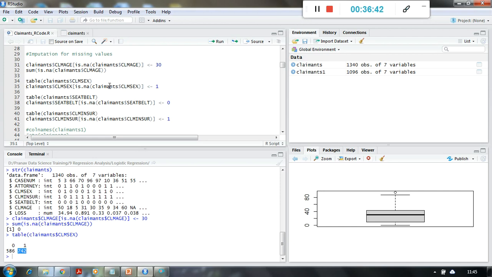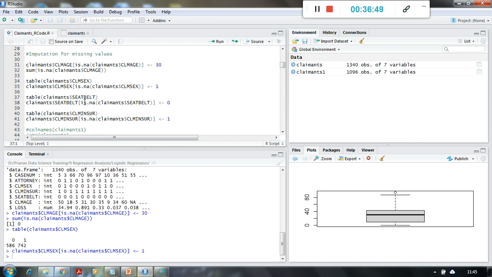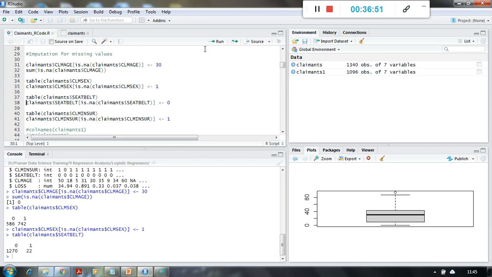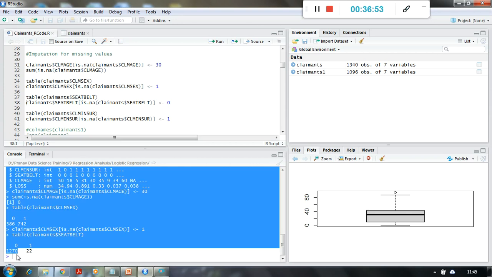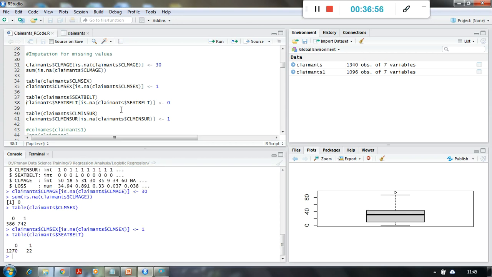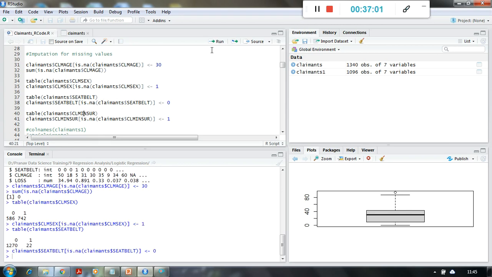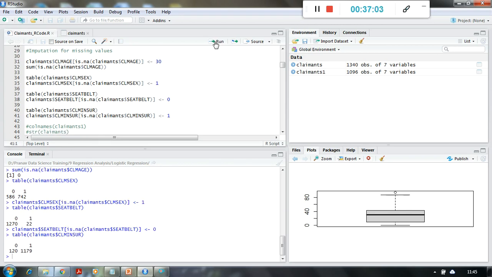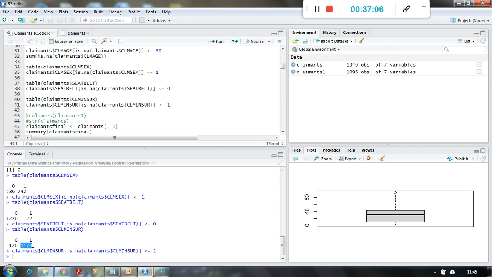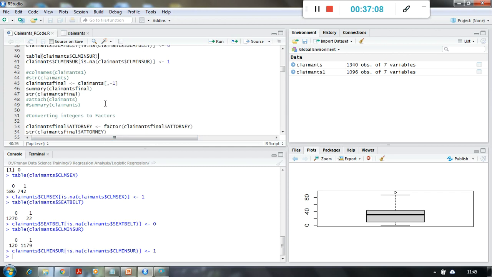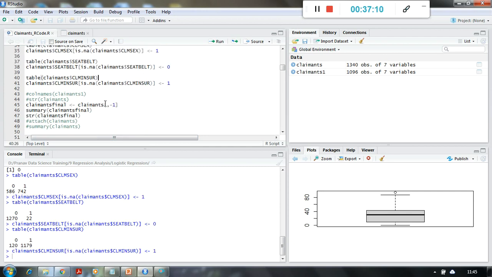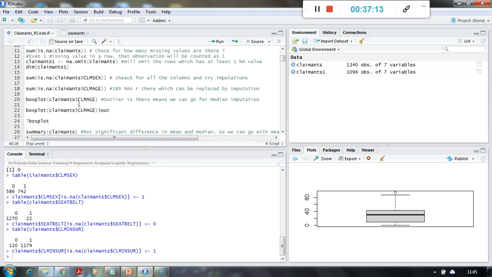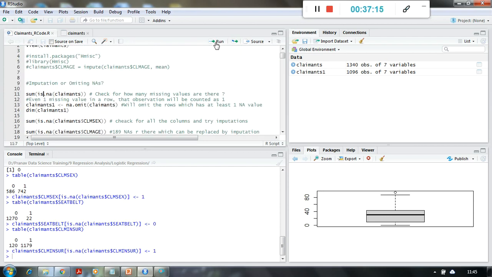So obviously this is more, so I am going to replace all the missing values from this particular column by 1. Same thing I am going to do about seat belt, because there are zeros which are having the maximum number of occurrence. I am going to replace it with 0. Same thing with claimant insurance, and I am going to replace it with 1 because it is having the highest occurrences over there.